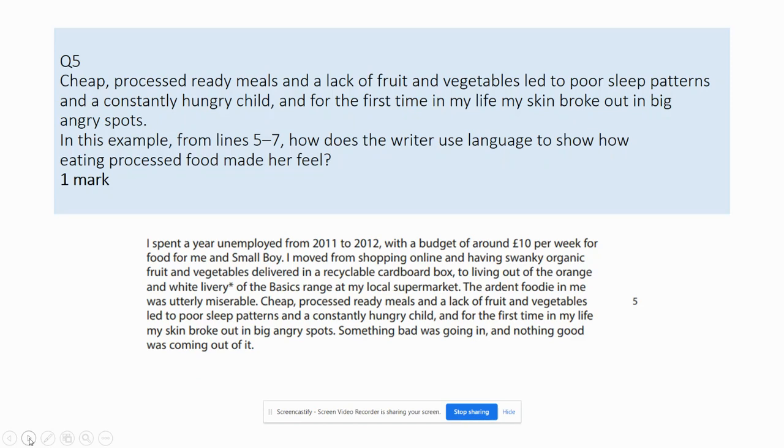And the final one, question 5. "Cheap processed ready meals and a lack of fruit and vegetables led to poor sleep patterns and a constantly hungry child. And for the first time in my life, my skin broke out in big angry spots." In this example from lines 5 to 7, how does the writer use language to show how eating processed food made her feel? So I've put that little extract in just there, and it really is just how the writer uses language to show how it made her feel. So have a go at that question. Pause the video now.